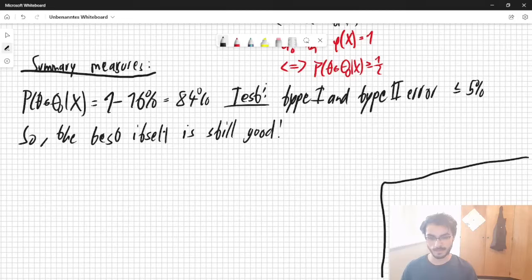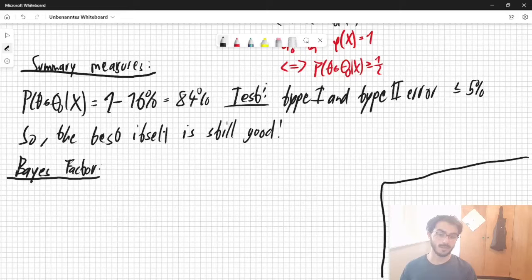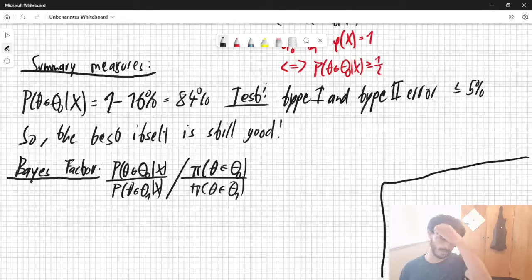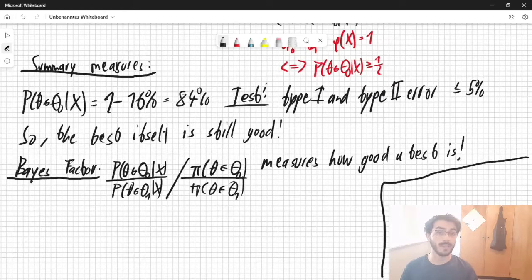So one way to balance this is the Bayes factor. The Bayes factor measures how good the test is, based on the test itself and not really based on the prior. And the way it measures this is it compares our ratio of prior probabilities of H0 and H1 being true with our updated ratio of posterior probabilities. And this is very nice because it measures how good a test is. What's the implication of this?